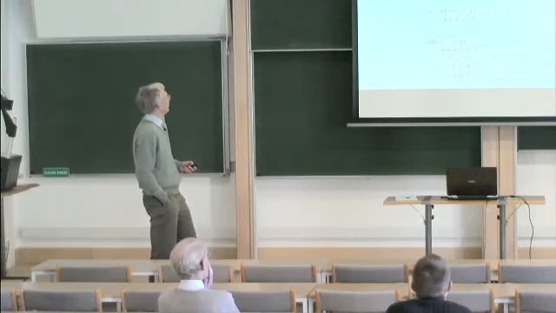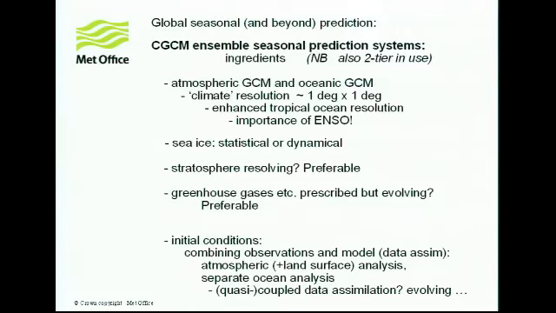Okay, so first up, what is the present state of seasonal prediction systems? Some of you will know this already, but people are usually aware of what goes into a long range, greenhouse gas type system, but not so many people are aware of what goes into the seasonal forecast systems, which lie in between the weather range and the greenhouse gas range.